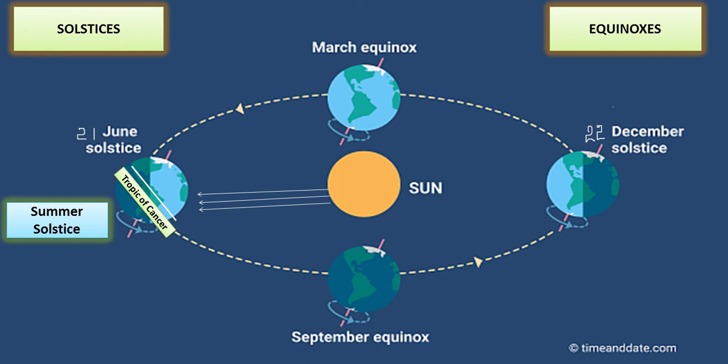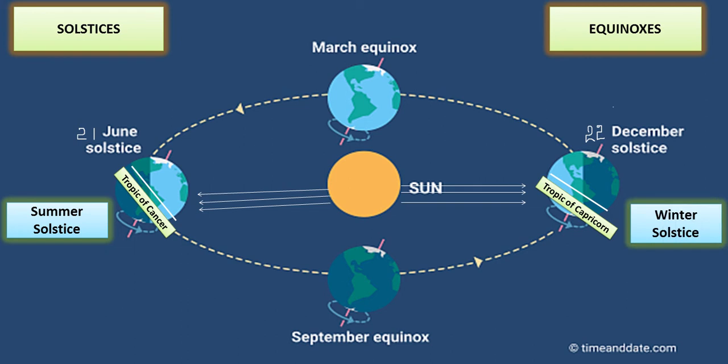On December 22nd, the southern hemisphere is tilted towards the sun. The vertical rays of the sun fall directly on the Tropic of Capricorn. This day is known as winter solstice. It is summer in the southern hemisphere and winter in the northern hemisphere.